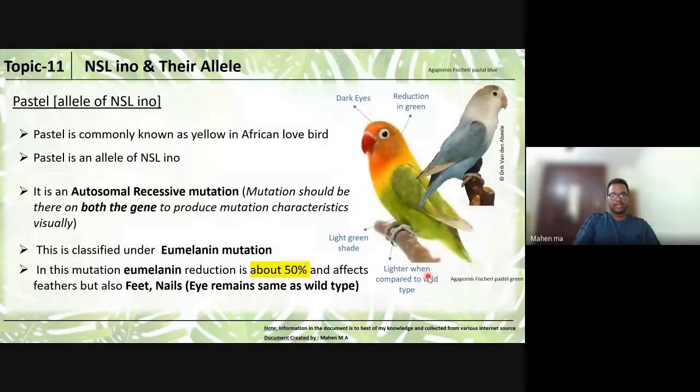Okay, so this is about pastel. Nothing much to explain here. You just have to remember that there is a 50% reduction in eumelanins, which has caused this bird to be a little lighter.